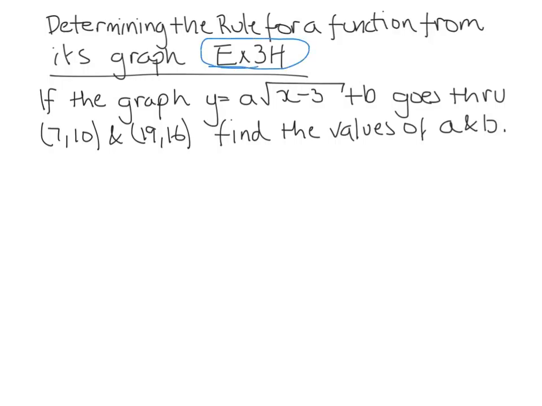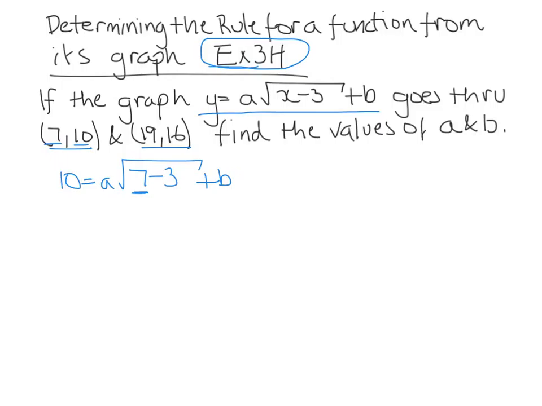So if the graph is this, which is a square root kind of a graph, and goes through the points (7, 10) and (19, 16), find the values of a and b. So what about if we substitute these values into the equation first of all? So that'll be 10 is equal to a square root of 7 minus 3, plus b. In place of the x goes 7.